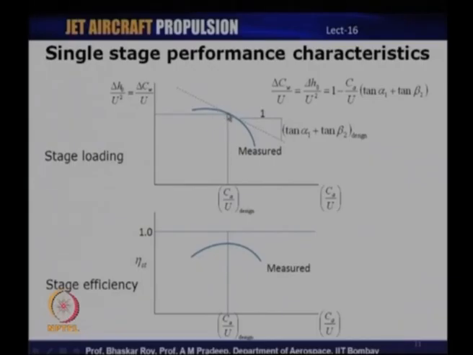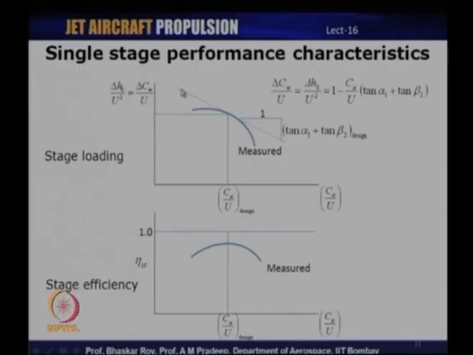And so, we see that at this point, that is indicated by C A by u, which is corresponding to the design condition, we have this particular characteristic. And if we were to look at the corresponding stage efficiency, we get the maximum efficiency around that point, that is corresponding to C A by u design, which is of course less than 100%. There is a certain efficiency associated with the stage.